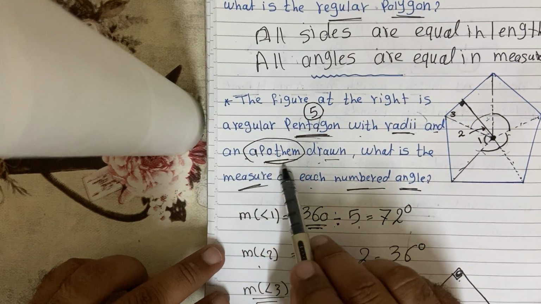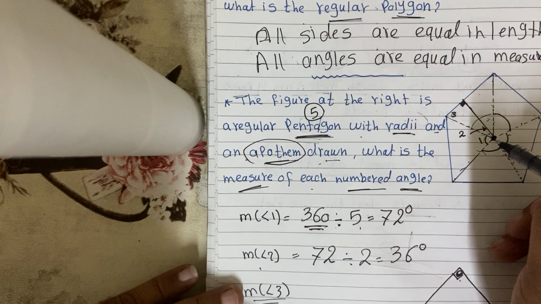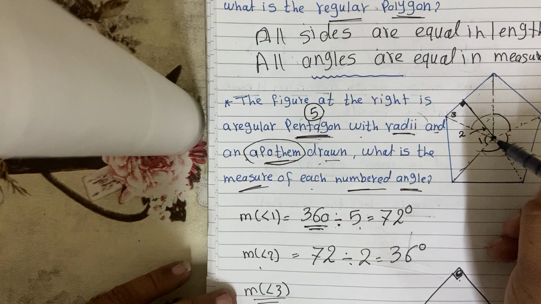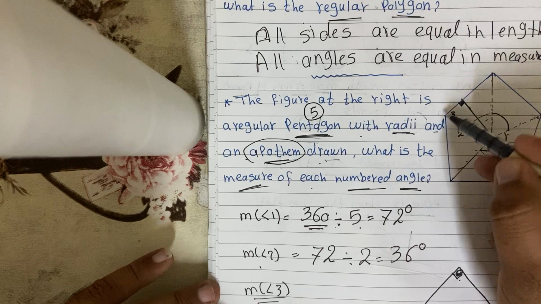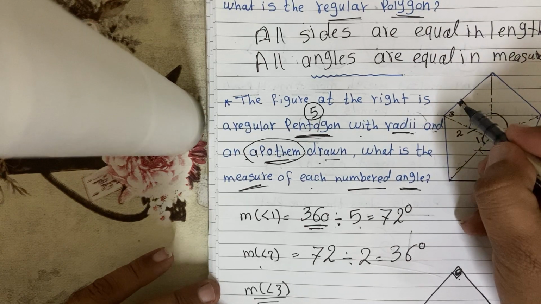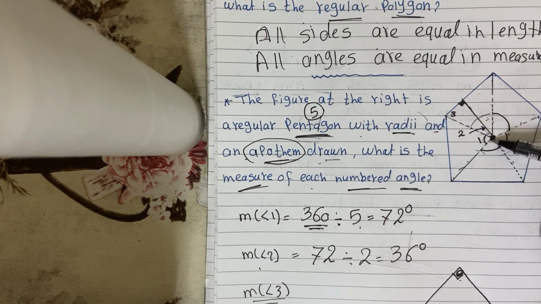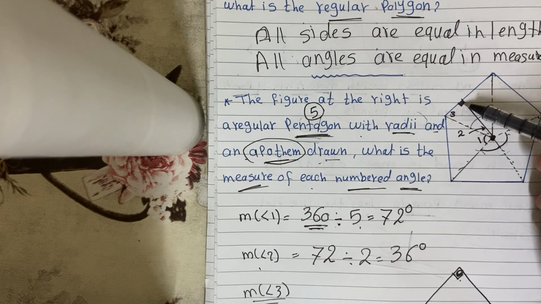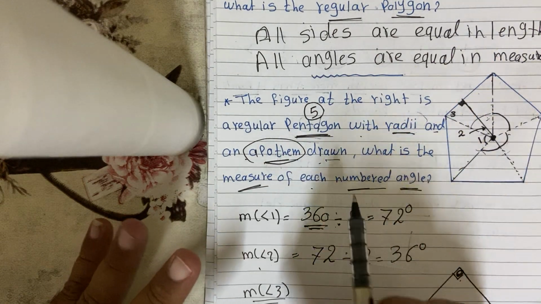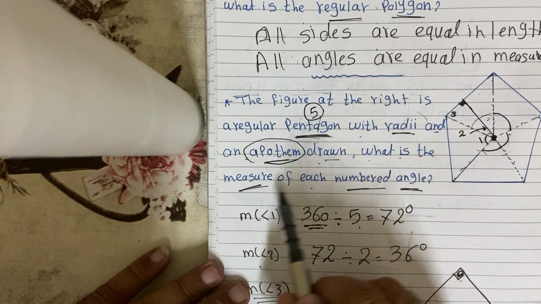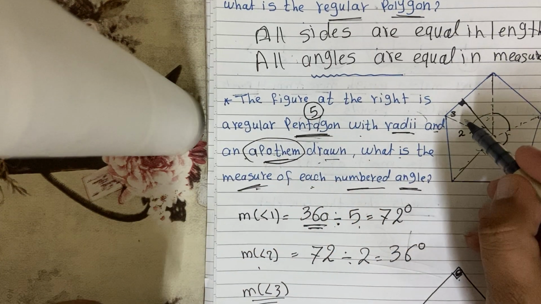And what about the apothem? The apothem is a line drawn from the center perpendicular to the side of the polygon, making a right angle. So any line drawn from the center of the polygon perpendicular to its side is called an apothem. Here we need to find the measure of each numbered angle.